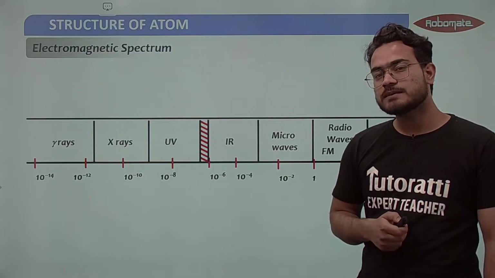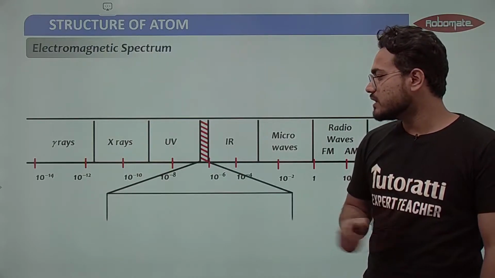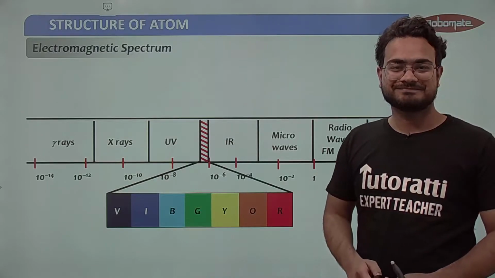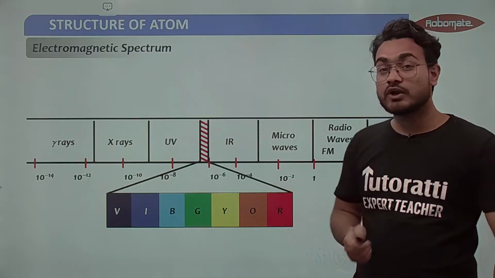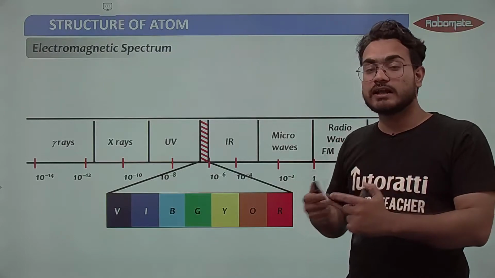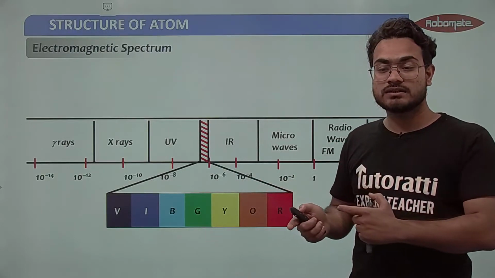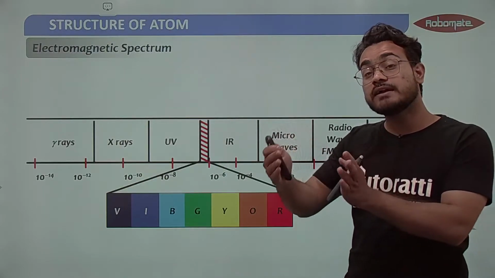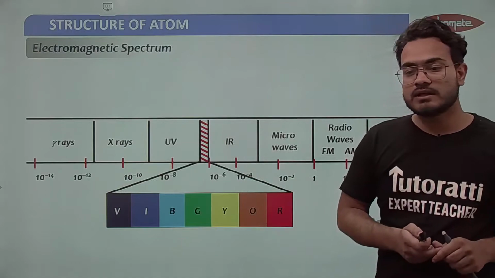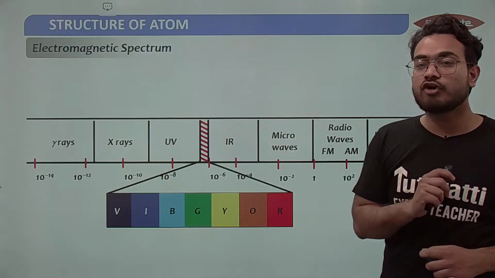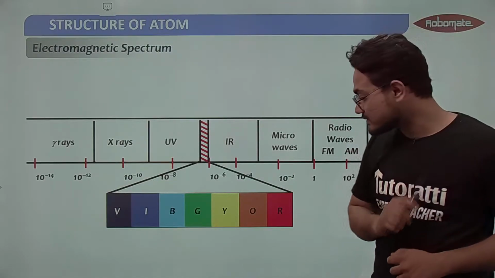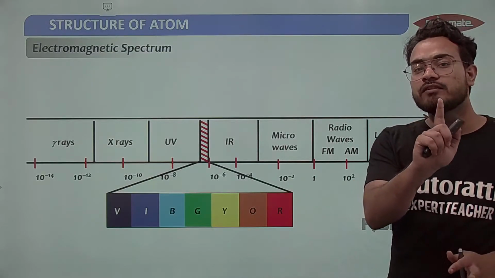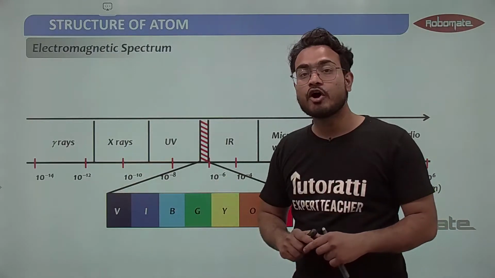And what is present in the visible region? Yes, in the visible region, we have different colors. Every color has a different wavelength associated with it. The maximum wavelength will be for the red color, and the minimum wavelength will be for violet color.